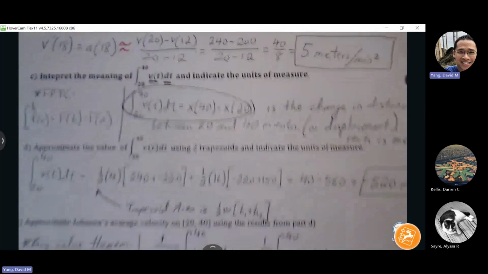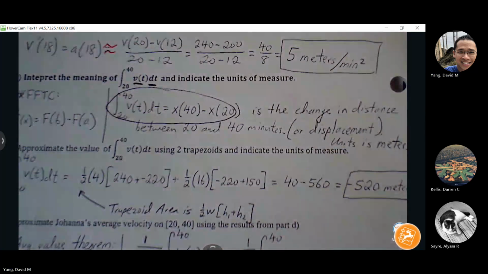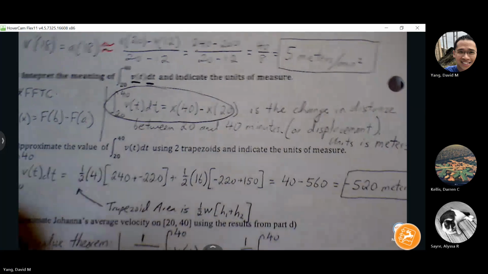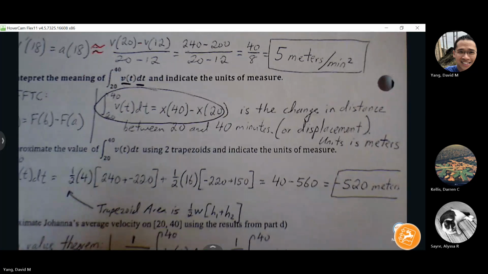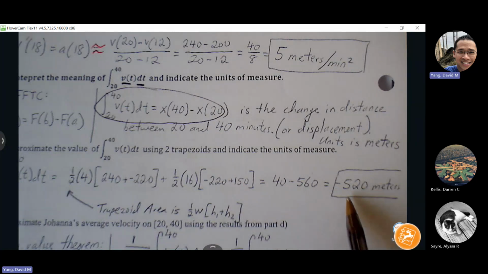Okay, so that's the hard part. After that is just using geometric shapes to approximate the distance traveled. Now, between 20 and 40, this is my approximation. I got negative 520 meters.